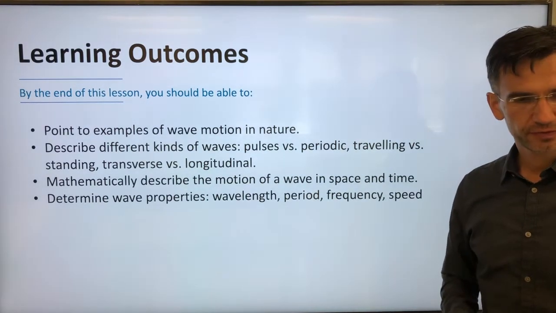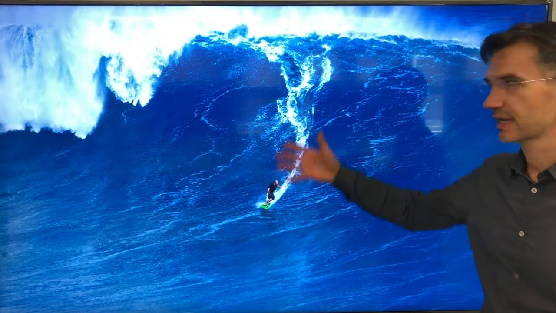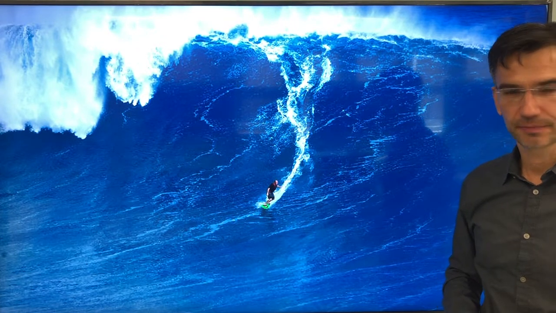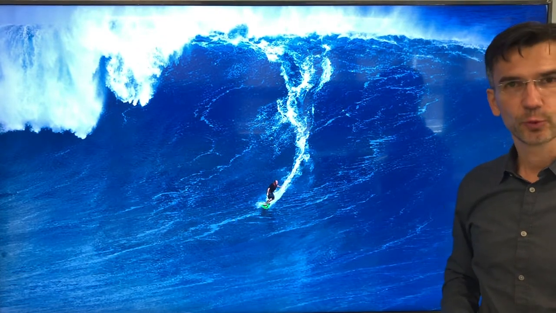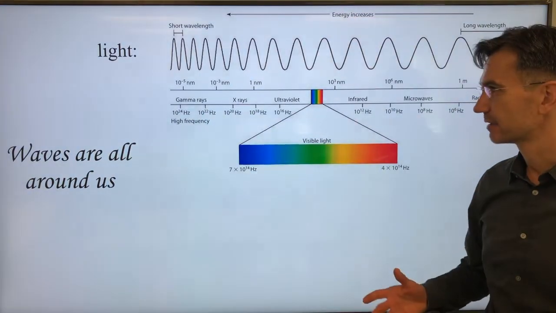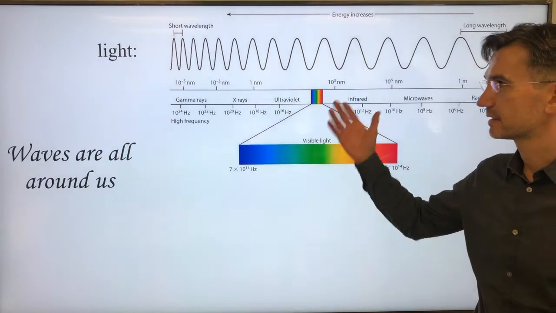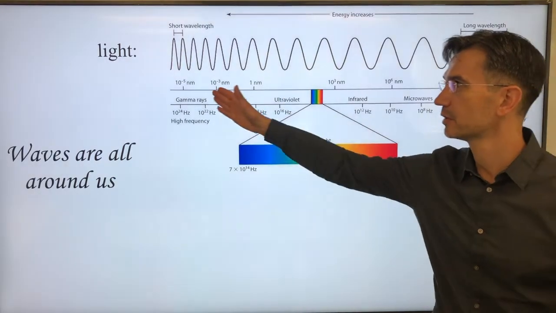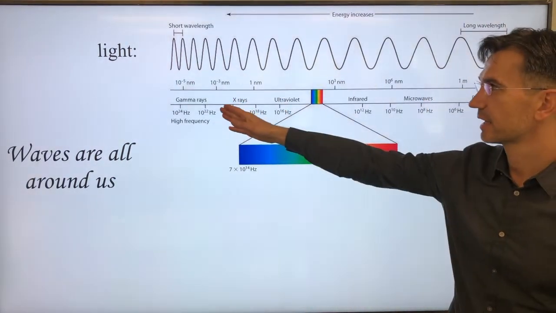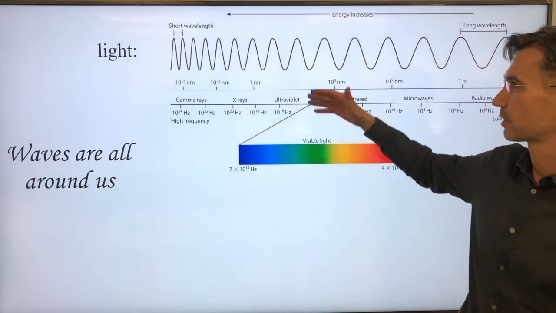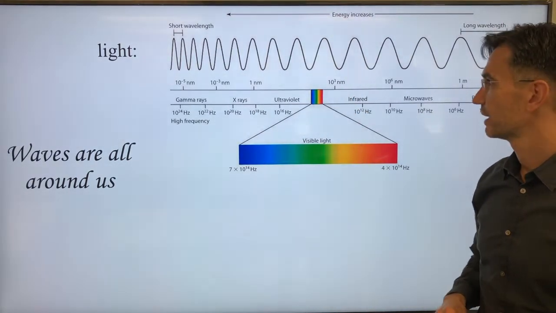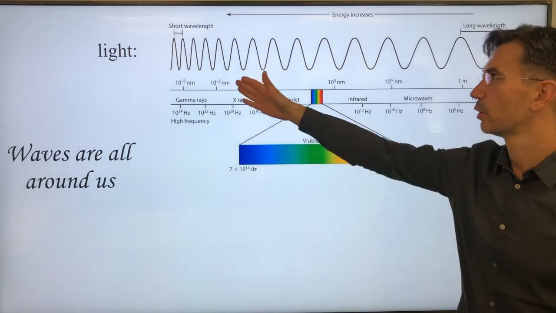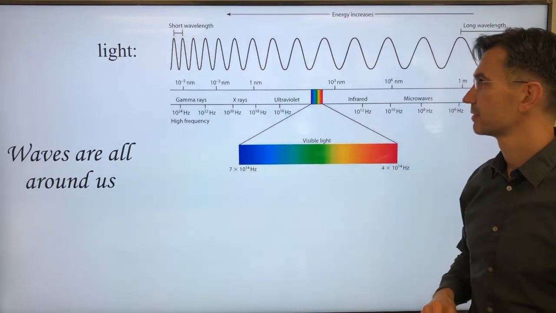If you're thinking of a wave, the first thing that may come to mind is this fantastic picture of a surfer, say in this case, sliding down a giant wave. Looks amazing. In fact, waves are around us every day, everywhere. Light is all around us, and light is an electromagnetic wave. And light covers a whole range of wavelengths, from X-ray to radio, or frequencies, if you think of it in a different way. And the visible part of light is just a small range of this overall spectrum of light.